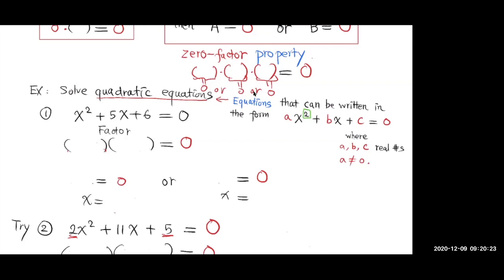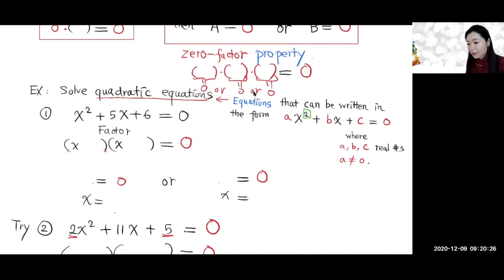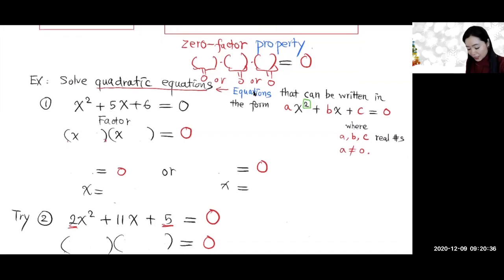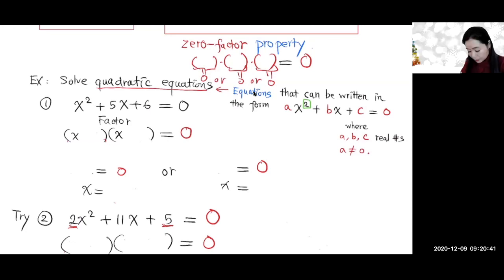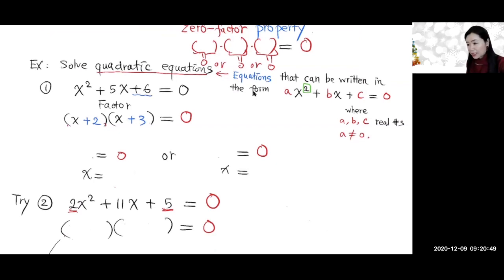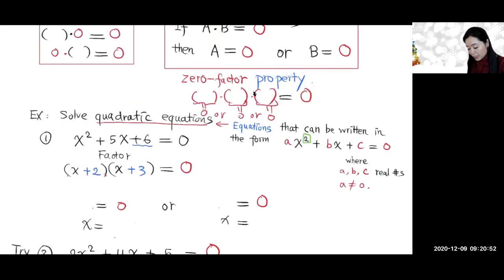So we're going to factor this as x times x. Think about two numbers that multiply to get 6 and sum up to 5. So what are the two numbers? 2 and 3, right? So plus 2 and plus 3, to get this. Now by the zero factor property, if they multiply to equal 0, then one of the factors has to be equal to 0. So we'll have either this equal to 0 or this equal to 0.